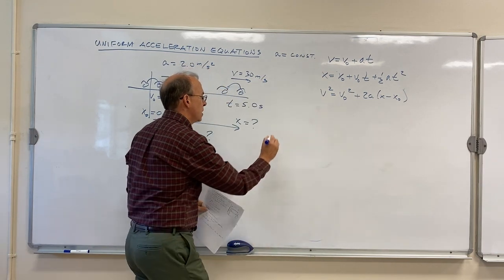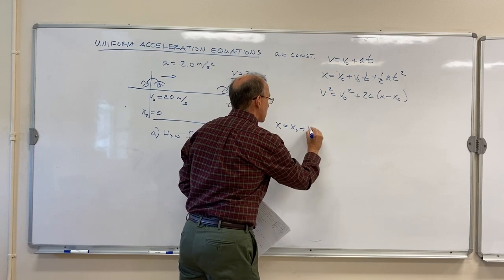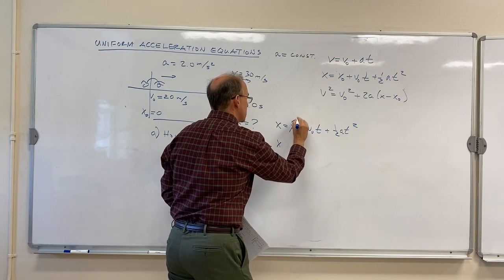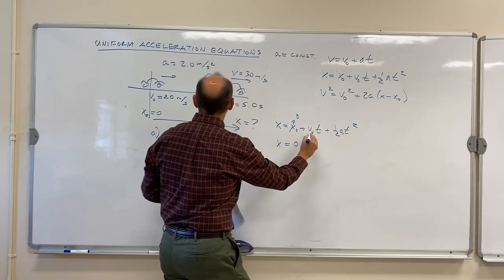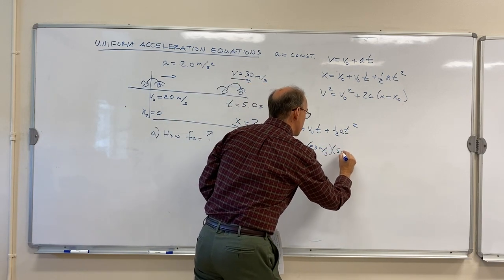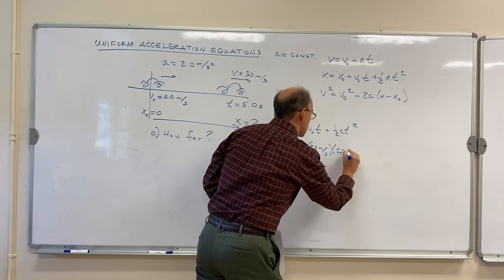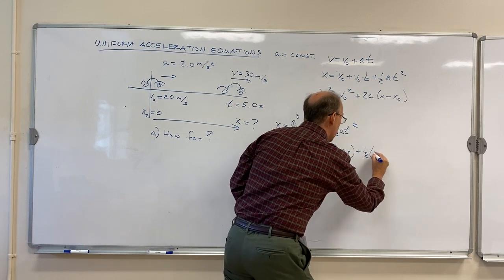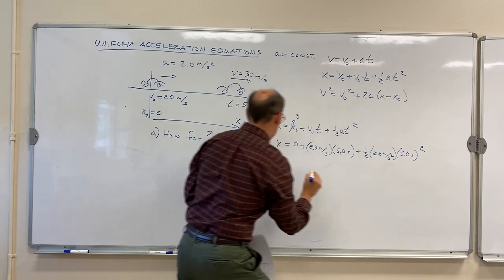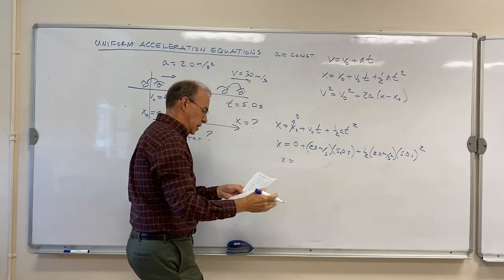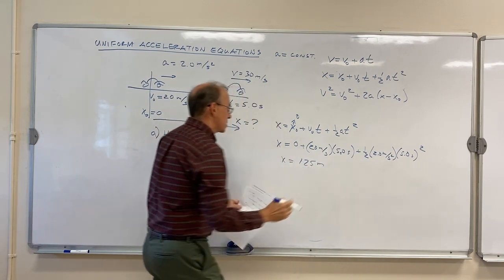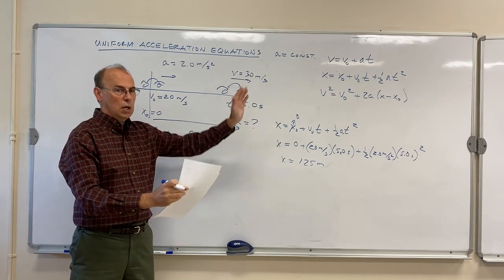Let's try that one. x equals x naught plus v naught t plus 1/2 at squared. We'll let x naught be 0 just by choice. v sub 0 was 20 meters per second times 5 seconds, we've decided, plus 1/2. a was 2 meters per second squared. t was 5 seconds squared. And if we key all that in our calculator, I did it already to save time, we get 125 meters. So it traveled 125 meters while it was speeding up.